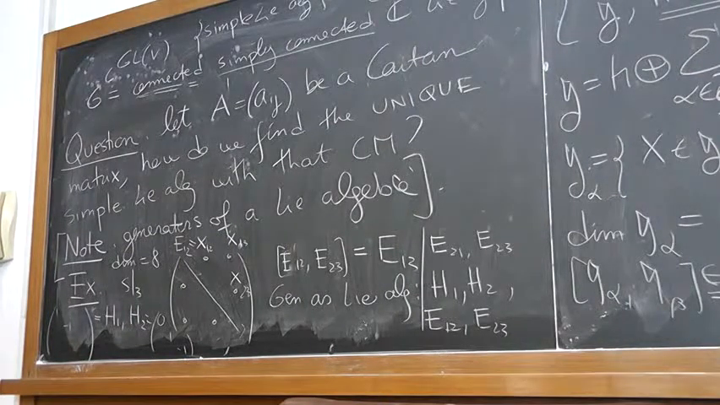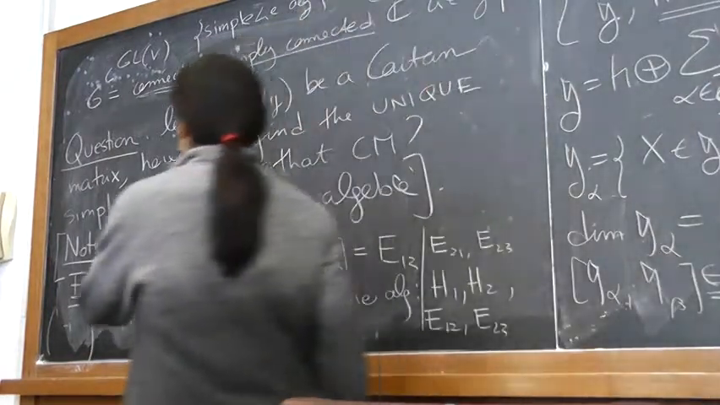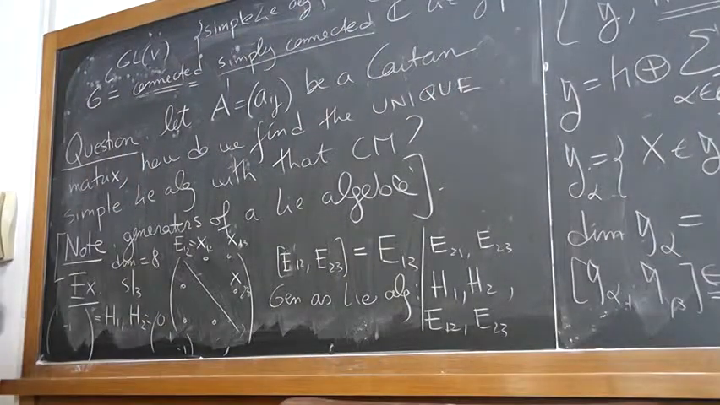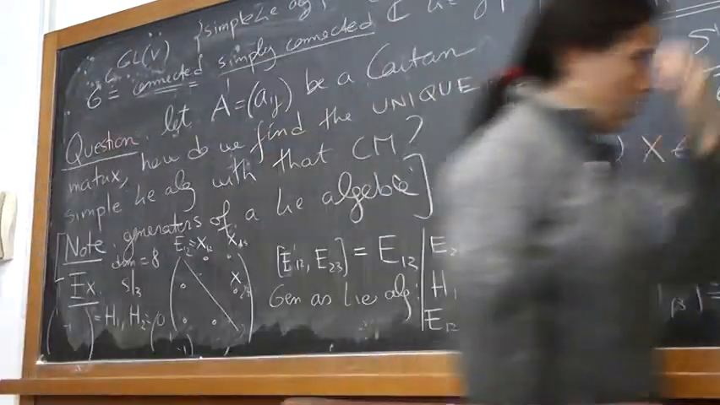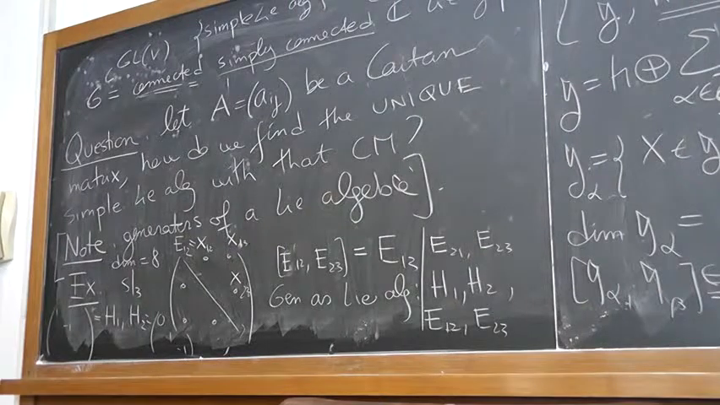So, what you do is the following. First of all, looking at this example is very fruitful. Because if you have a Cartan matrix, for example, what is the Cartan matrix of A2? We know the Cartan matrix of A2.